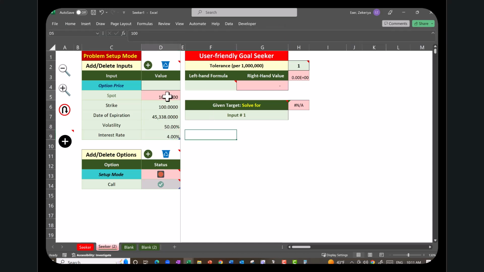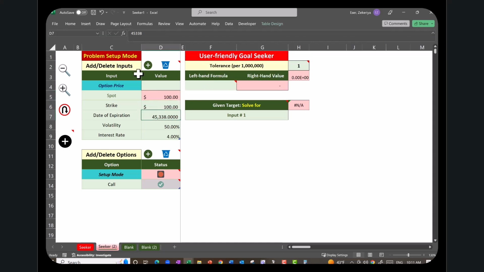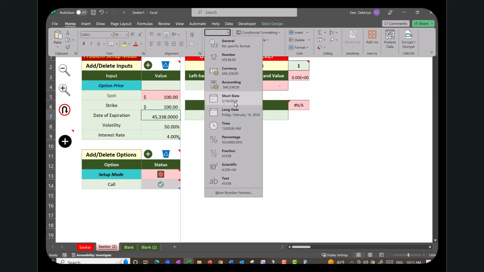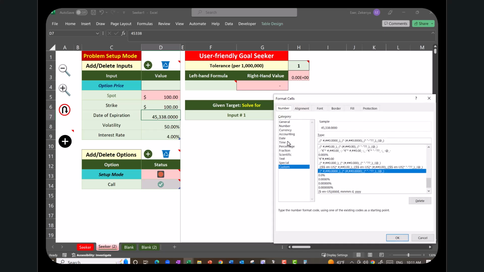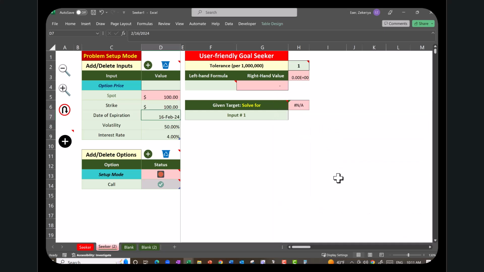These are little dollars. Oops. And it's going to be actually a date. I like my dates in a certain format. Again, this goes to the department of it's my sheet. I can do whatever I want.